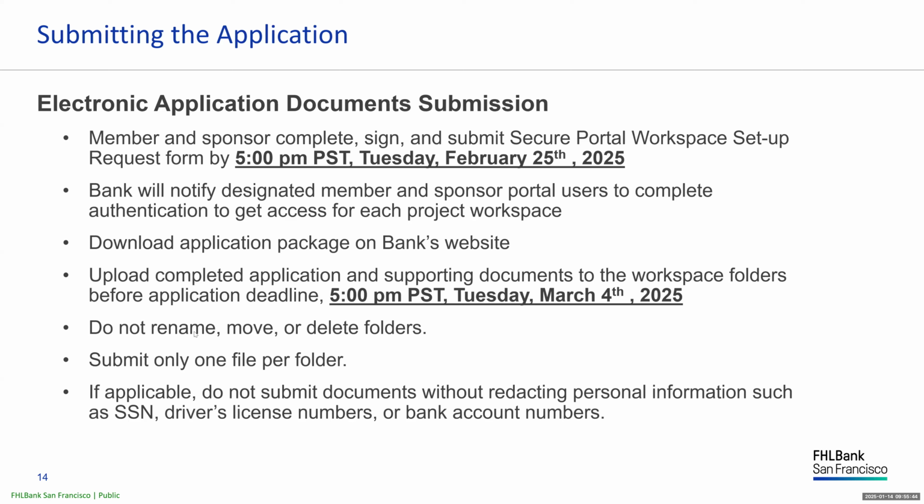Note that there is no submit button in the portal. Whatever is uploaded in your workspace on the deadline is your final application package. Lastly, make sure that the secure online portal website is not blocked by your IT department, or have them unblock it so you can access the workspace.